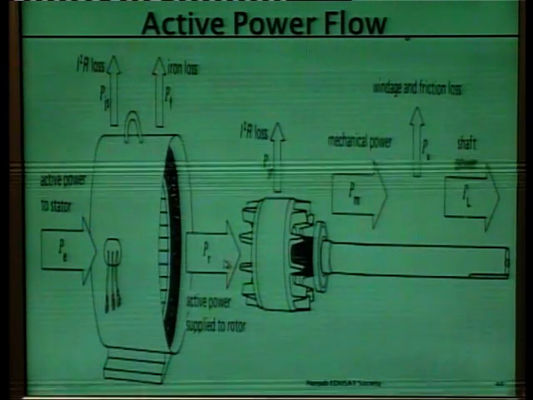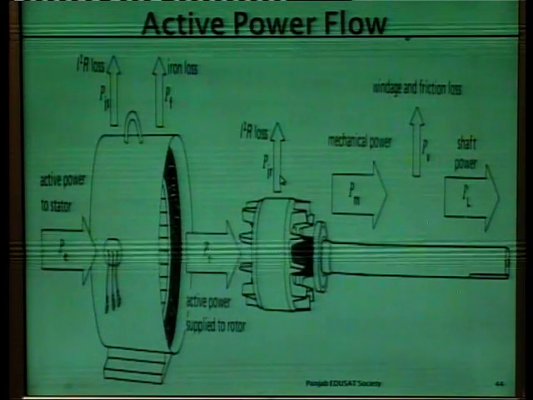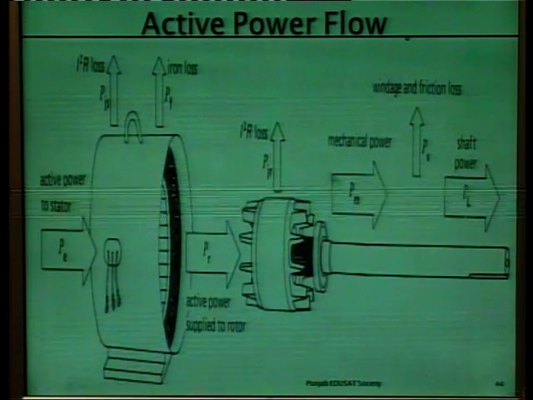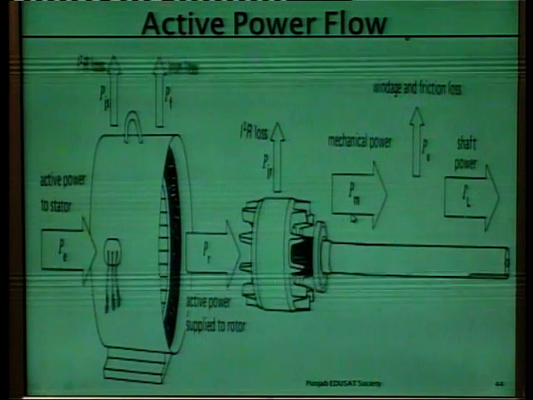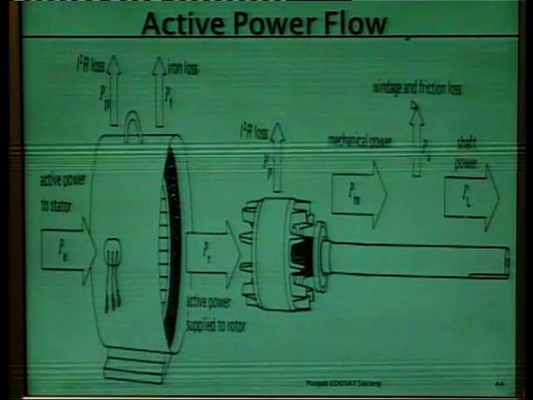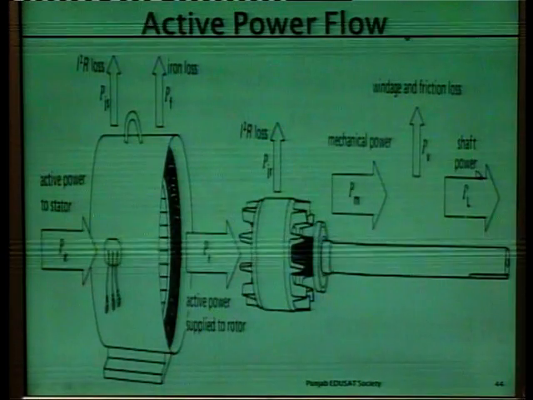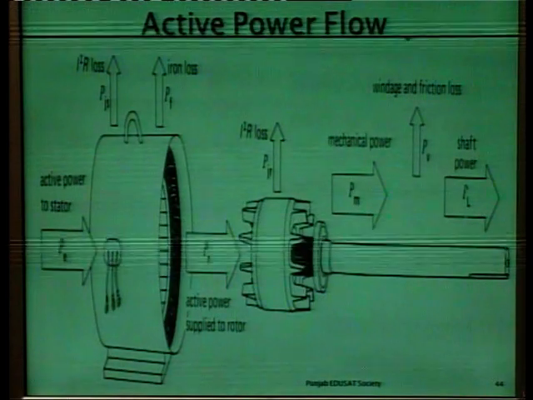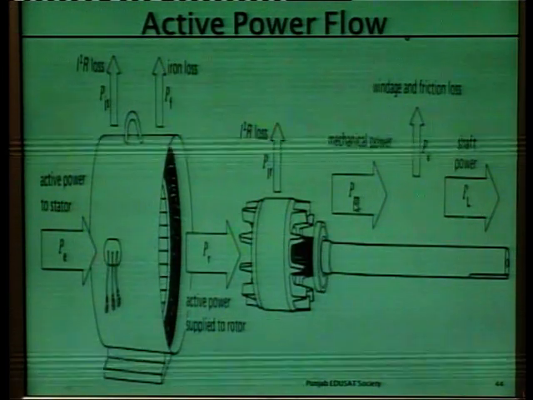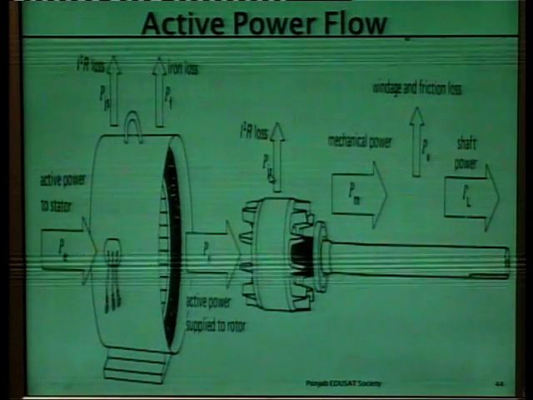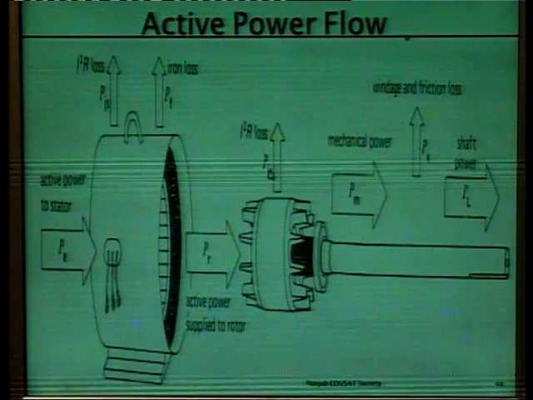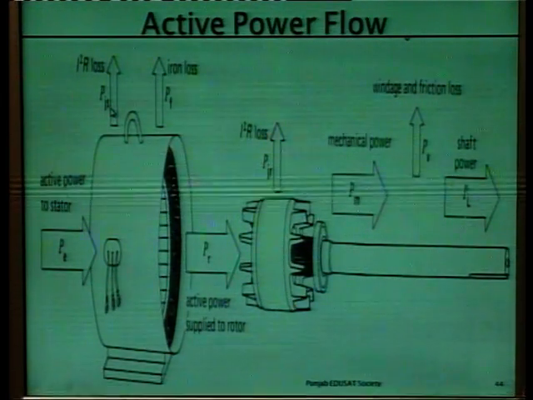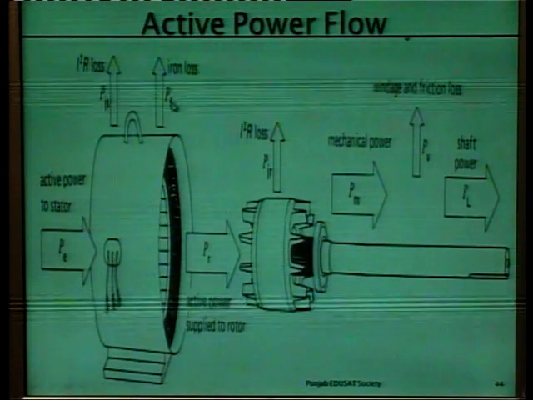How much power is supplied to the rotor? From that we deduct the I square R losses in the rotor conductors, giving the total mechanical power developed, then minus the windage and friction losses, and finally shaft power is taken as the output of the motor, represented as PL, shaft power. This is the mechanical power developed PM. These are the I square R losses PIS in the stator, and iron losses PI.